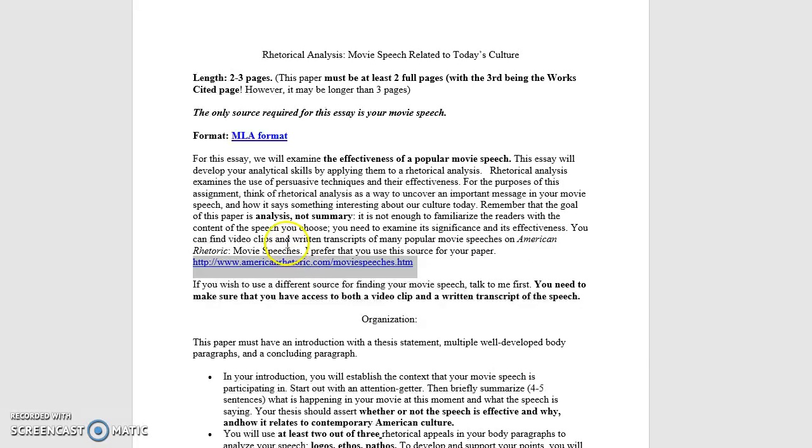Keep in mind that we are analyzing. We are looking deeper than the surface. We are trying to figure out what works, what doesn't work. Who is the speaker of the speech? What strategies is that person using in order to persuade the audience, whoever their audience is?